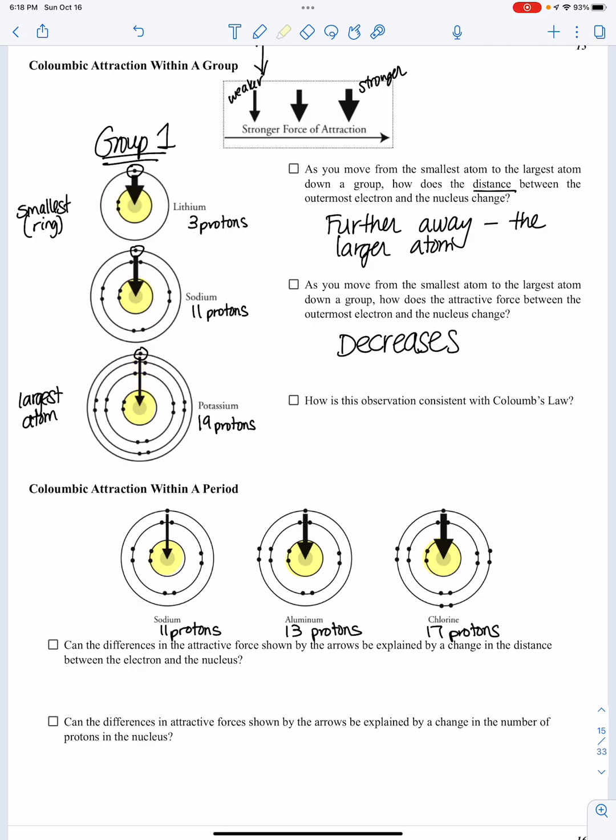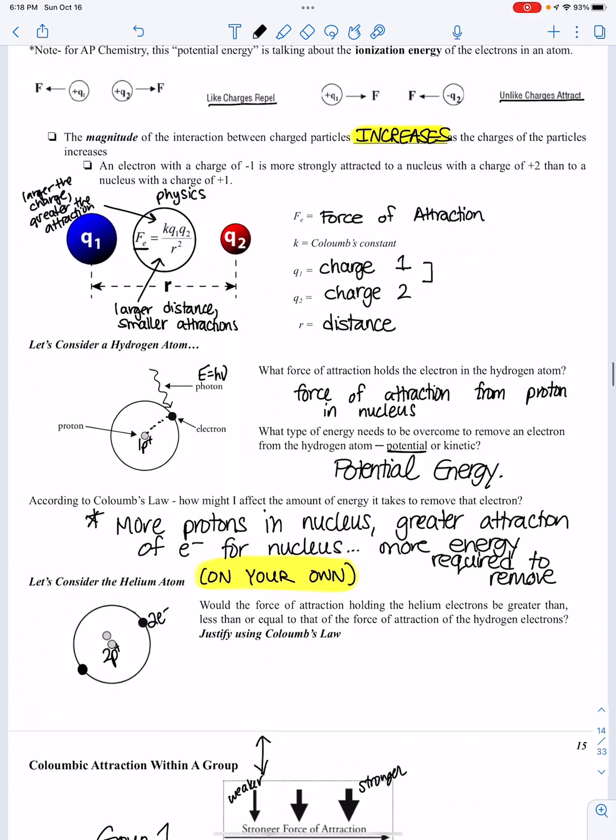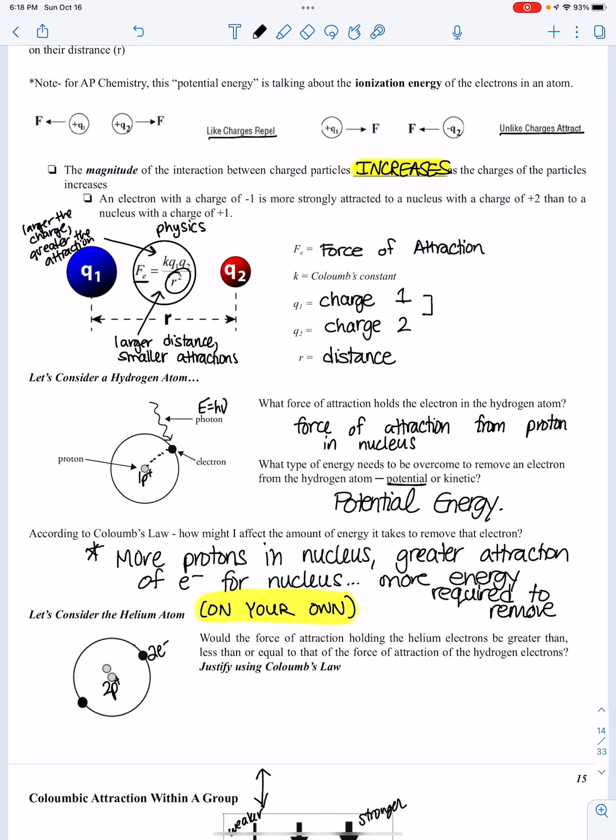I'm going to use a different color. I have a really thin arrow here for potassium, and I have a really thick arrow for lithium. So there must be something causing that. How is this observation consistent with Coulomb's law? Well, we're going to use distance. That R value, that R squared value in the equation here, the R squared being in the denominator, just to remind you of that.